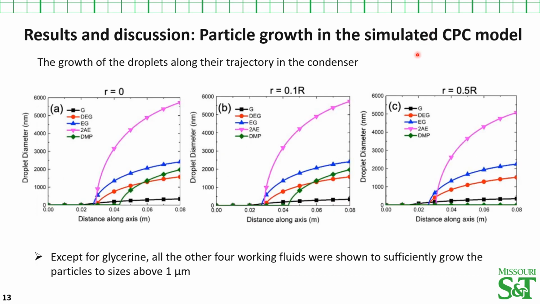Next, other than calculating the dp50 value as an indicator for particle activation, we also need to examine whether the activated particles can grow to a detectable size and be counted. Therefore, we took our 5 best working fluids and calculated the growth of the droplets along their trajectory in the condenser. The results show that except for glycerin, all the other 4 working fluids can grow particles to a size above 1 micrometer, which is detectable.